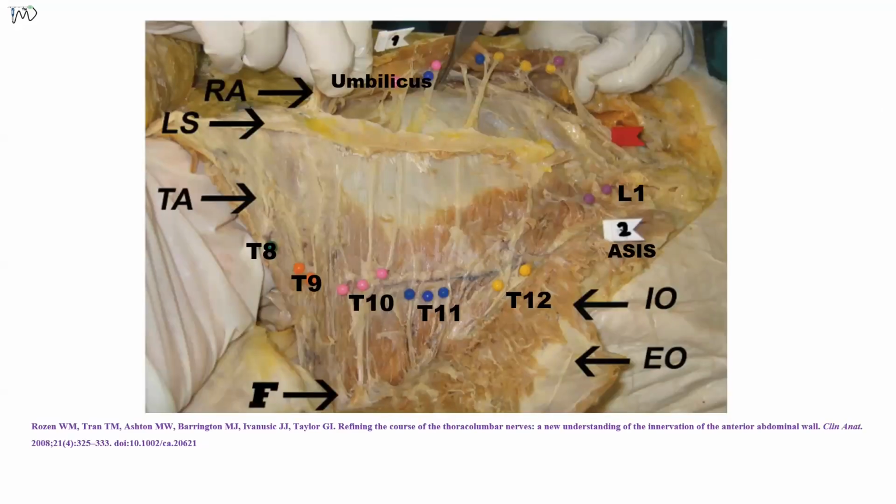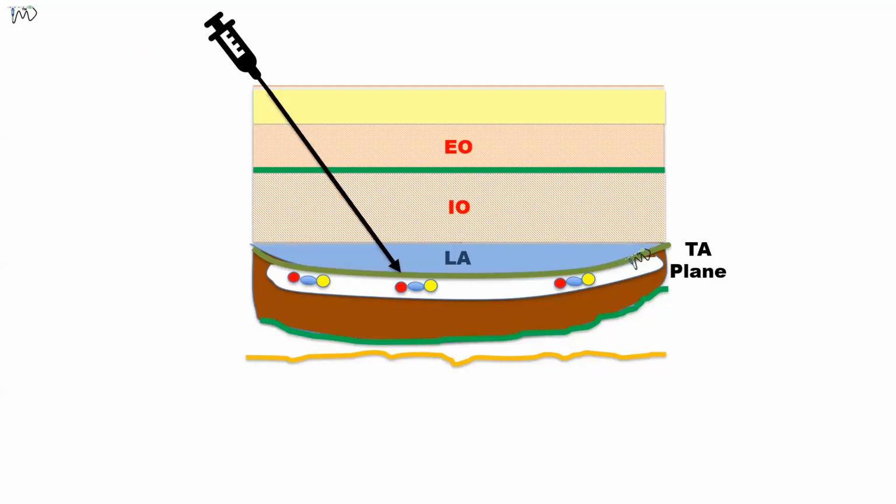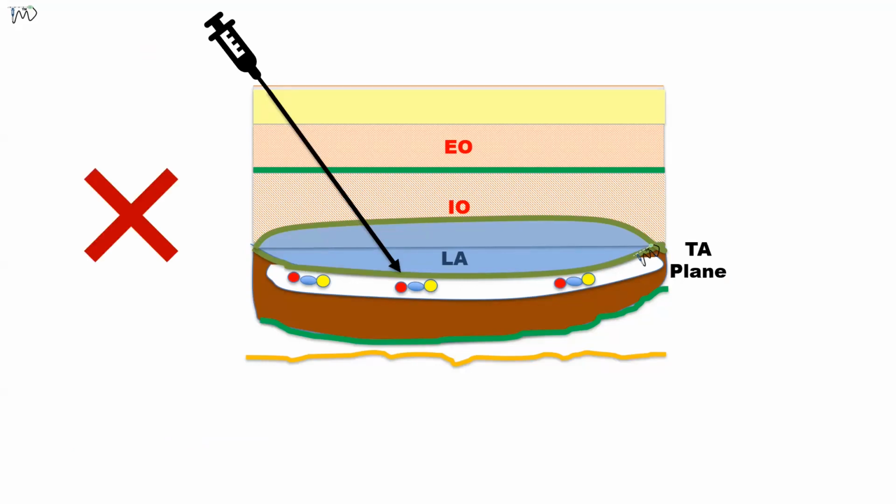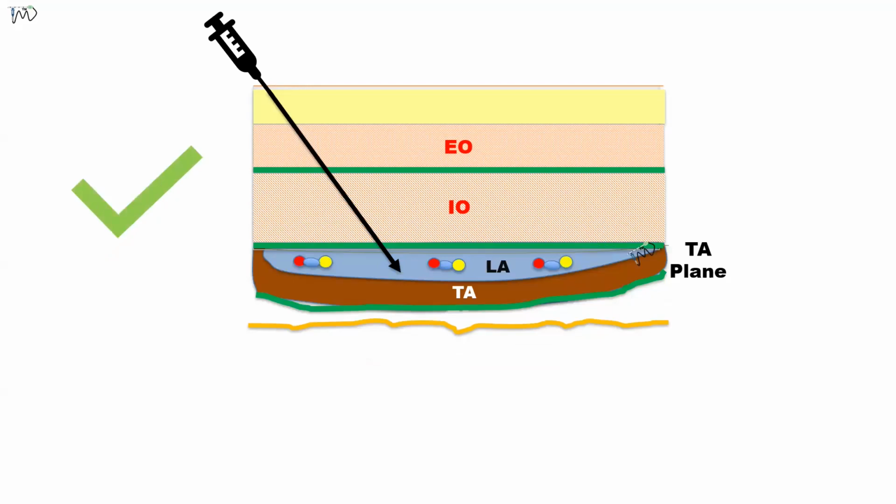This landmark cadaveric study by Barrington and colleague depicted that the neurovascular structures travel below the internal oblique fascia. Hence, any injection above the internal oblique fascia or between the two layers of internal oblique fascia will be ineffective or less effective. The correct plane lies below the internal oblique fascia and above the transversus abdominis muscle.